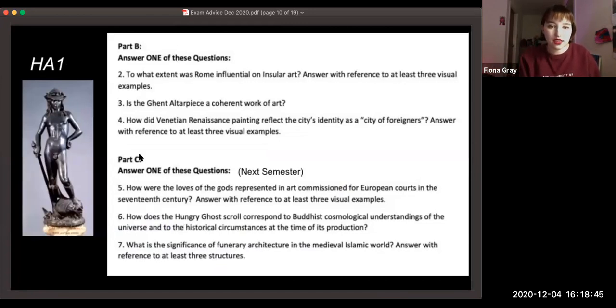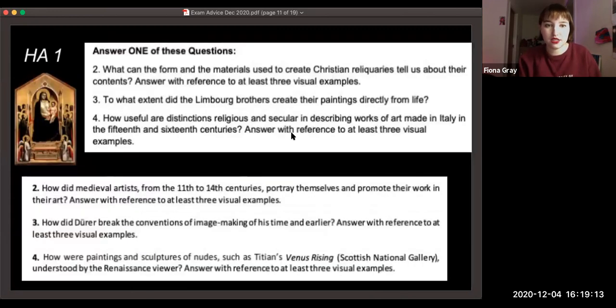So they'll look like this. Previously, the history of art exam was a whole year long, so disregard this part C because those will be for next semester. Just these questions on the top. You can see what the questions are like. Sometimes they're quite specific, like this question is just about the Ghent altarpiece, or sometimes they're more broad, but it says reference to at least 3 visual examples. That gives you an idea of how to answer these questions.